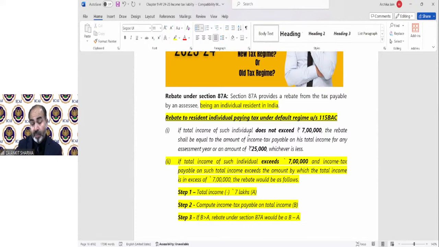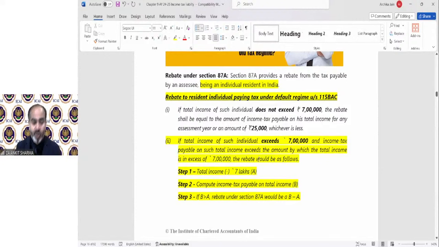But the second point has been inserted from assessment year 24-25. It says if total income of such individual exceeds 7 lakh, even then you can claim the rebate. You might have only read the provision that up to 7 lakh there is a rebate. But in case of section 115BAC, a rebate can be available even if your total income exceeds 7 lakh. It's kind of marginal relief if you'll see. If total income of such individual exceeds 7 lakh and income tax payable on such total income exceeds the amount by which the total income is in excess of 7 lakh, the rebate would be as follows.